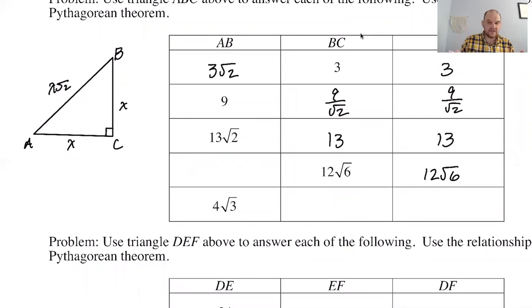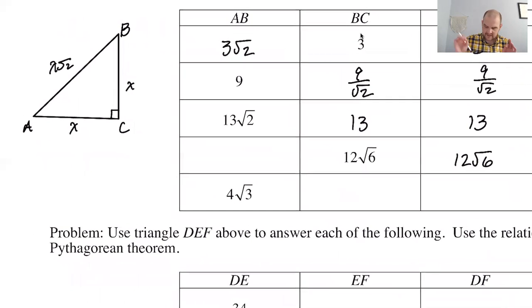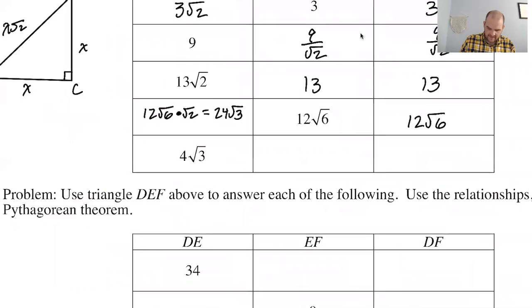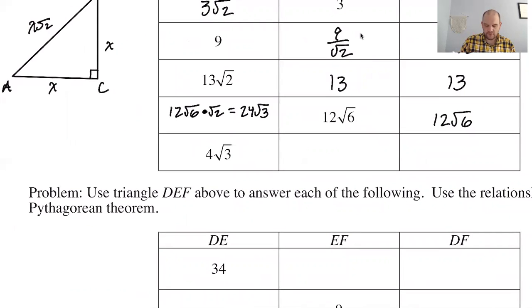If BC is 12 root 6, AC is the same thing, so that'll also be 12 root 6. And then the hypotenuse is 12 root 6 times root 2, which is 12 root 12. Root 12 is 2 root 3, so it's actually 24 root 3. Okay, and then if the hypotenuse is 4 root 3, then each leg is that divided by root 2.